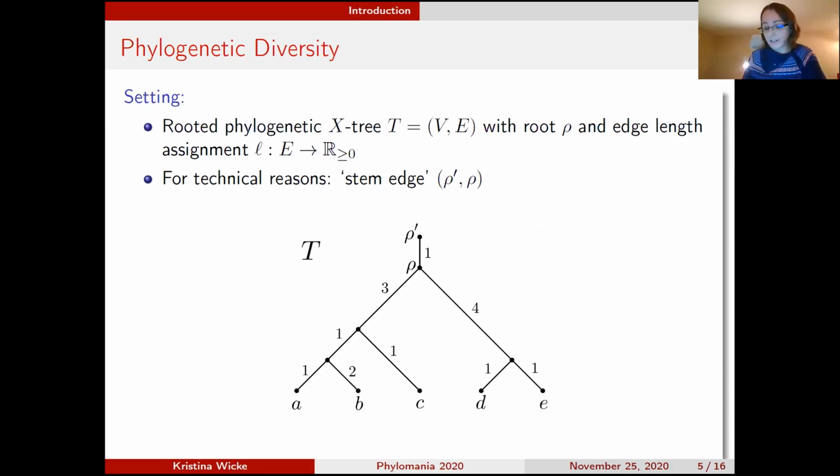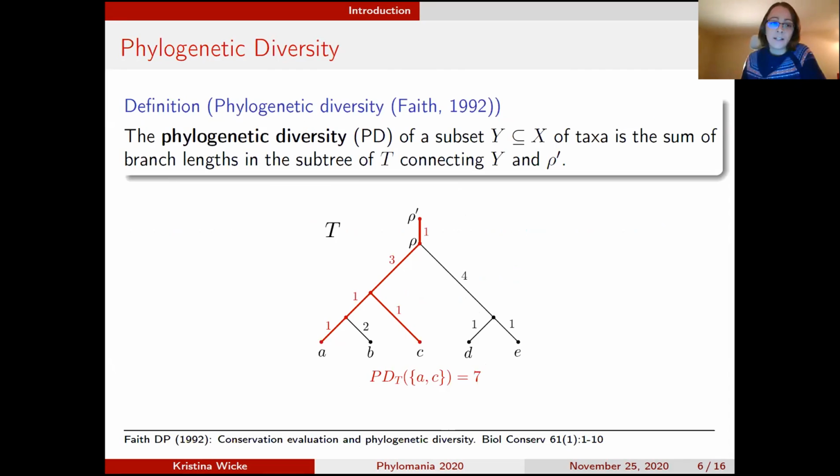And now, given such an edge-weighted phylogenetic tree, the phylogenetic diversity of a subset Y of taxa is defined as the sum of branch length in the subtree of T connecting Y and, in this case, rho prime. So for example, if we consider the diversity of the set consisting of elements A and C, they have a phylogenetic diversity value of 7. And so the idea is that sets of species that are somewhat spread across the tree will carry more diversity than closely related species. So how does this relate to feature diversity?